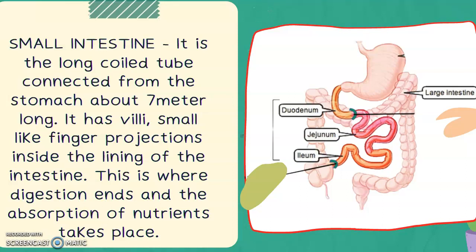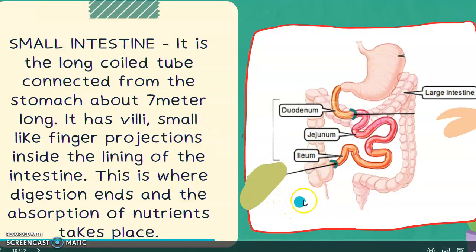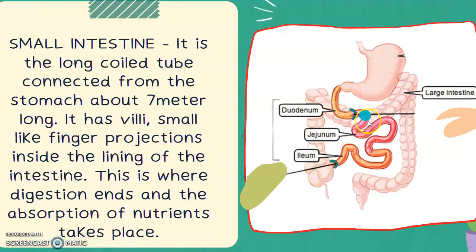So sa ating small intestine, nangyayari ang huling bahagi ng digestion. Tinatapos na ni small intestine ang trabaho ng ating digestive system. Tinatapos na niya kasi dito na nag-e-end yung digestion. Kapag natapos na yung digestion, ia-absorb na ng katawan yung nutrients mula dun sa na-digest na pagkain.